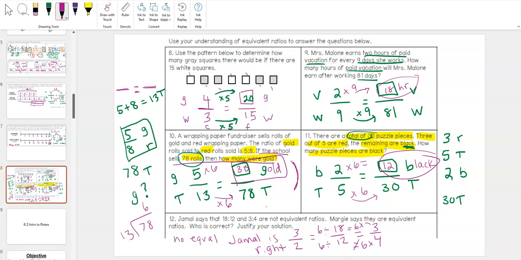All right. And that was equivalent ratios. Join me next time to go over what a rate is.